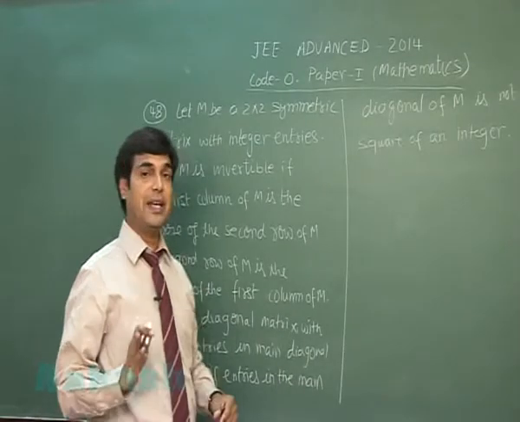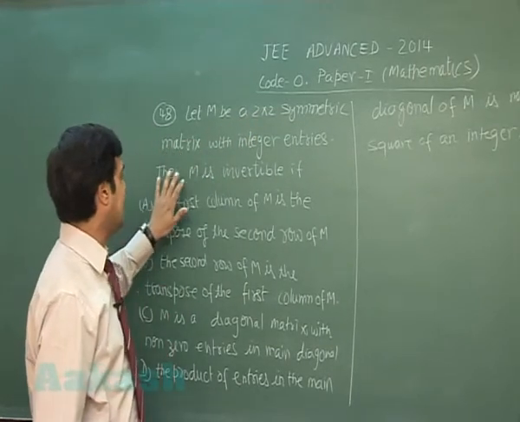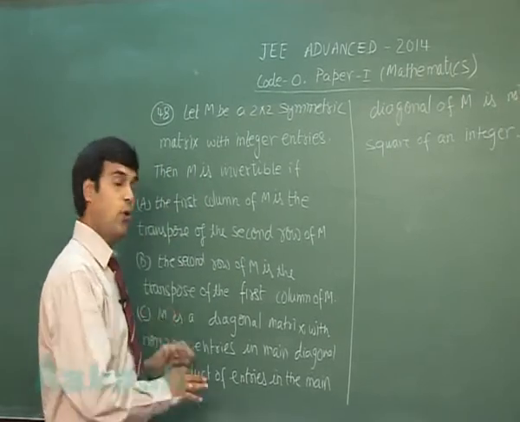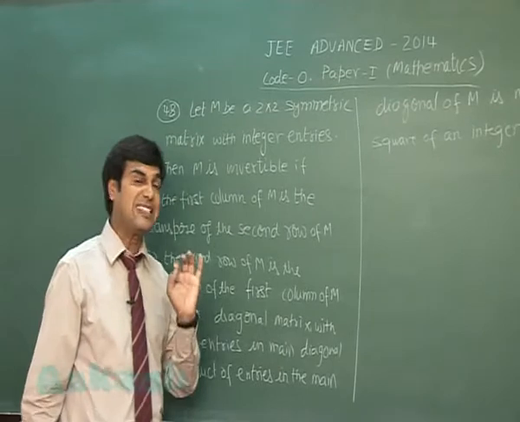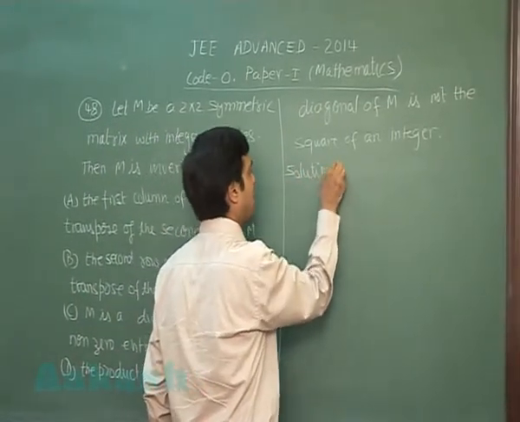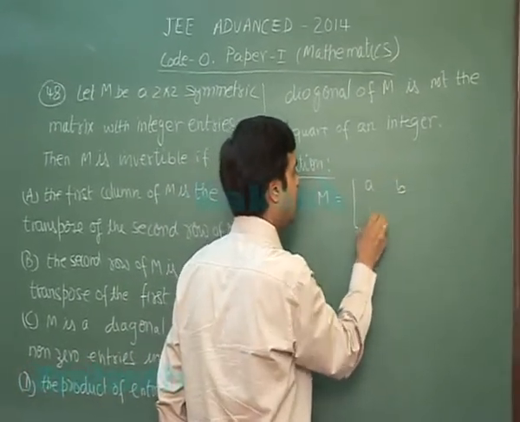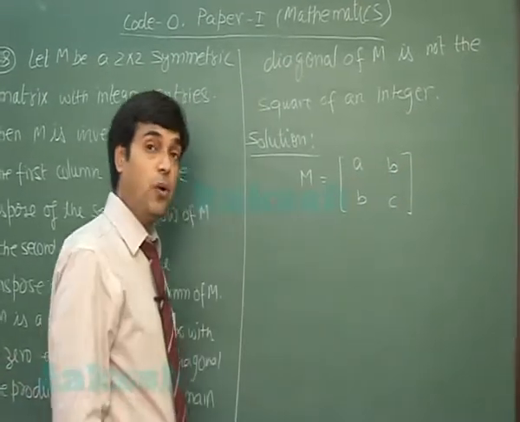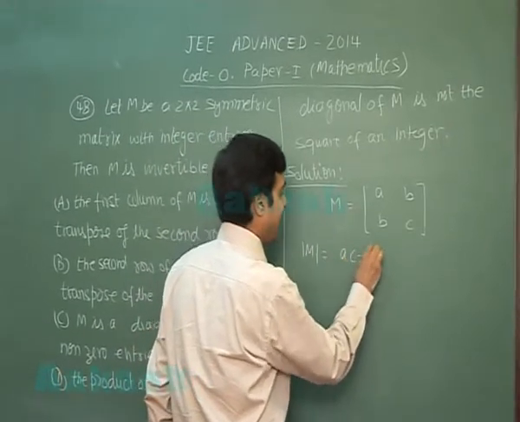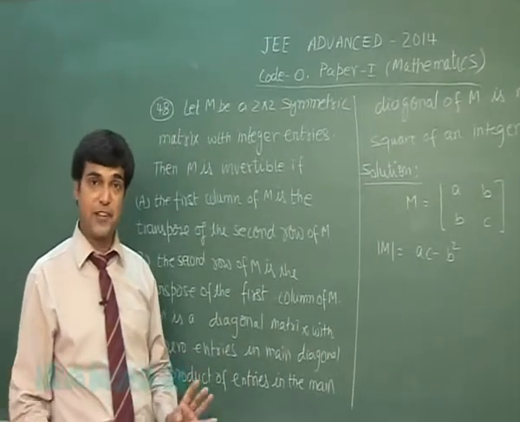Okay, question number 48. Let M be a 2 by 2 symmetric matrix with integer entries. Then M is invertible if, four options are given. We can start as: let M be [A, B; B, C]. We are talking about invertibility. The determinant, that is AC minus B square, should be non-zero. That gives me the invertibility of a matrix.